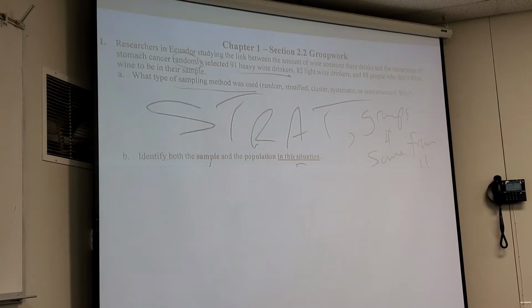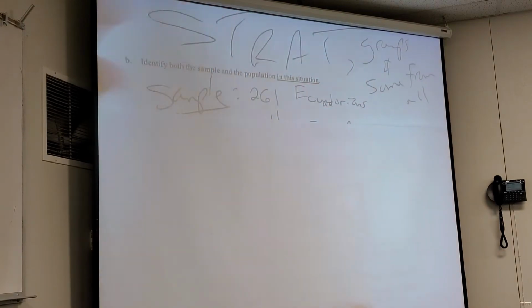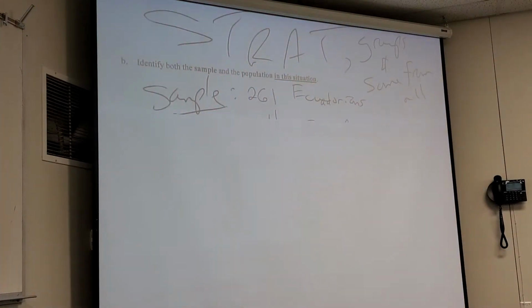Would that be wrong on the test? No. So what you said is fine. It's just a little more detail than you need, but it still is the sample. The nice thing is, if you write 261 Ecuadorians, the population, if you write the sample some number of blanks, the population will almost always be replace the number with the word all. Because where did I pick those people from? All Ecuadorians.